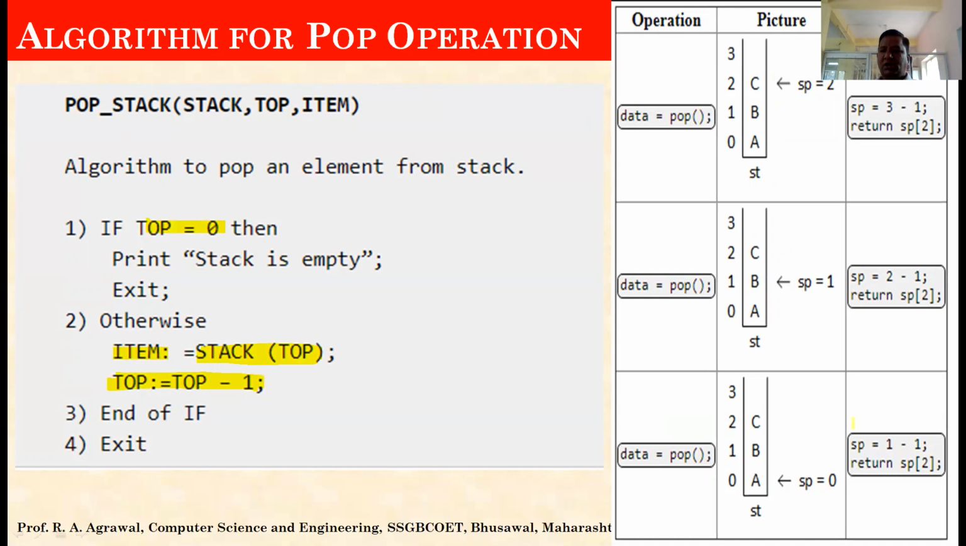Here you can see, considering the previous example, the stack pointer, now data equals pop means delete operation has to be performed. So C will be deleted. Now the stack pointer is decremented. First it was 2, now it is 1. Data C will be deleted. Now the stack pointer is pointing to B. Again a pop operation has been called. Now B will also be deleted. Stack pointer is already pointing to A. Now the stack pointer is again decremented from 1 to 0.